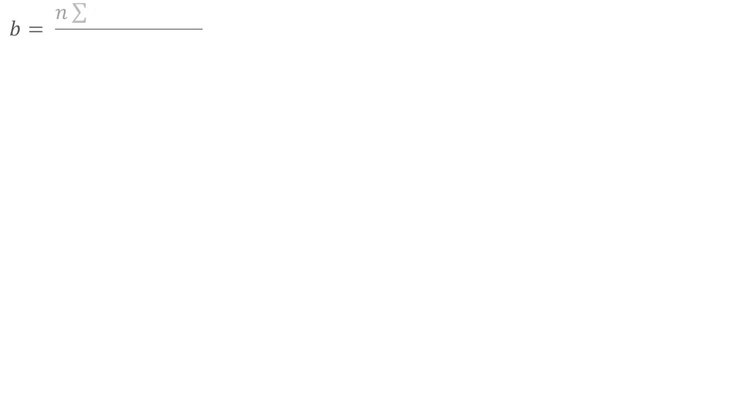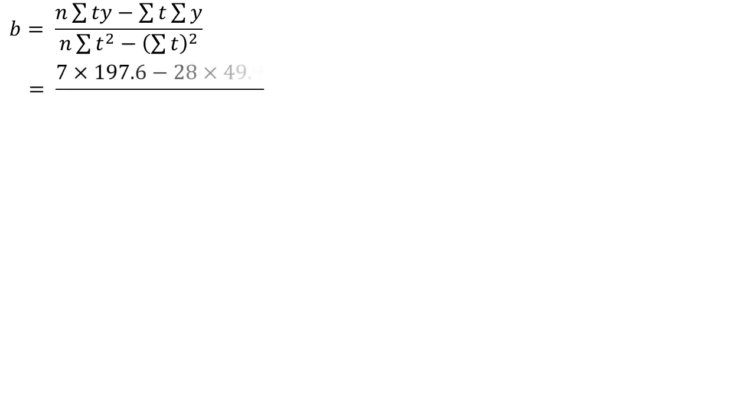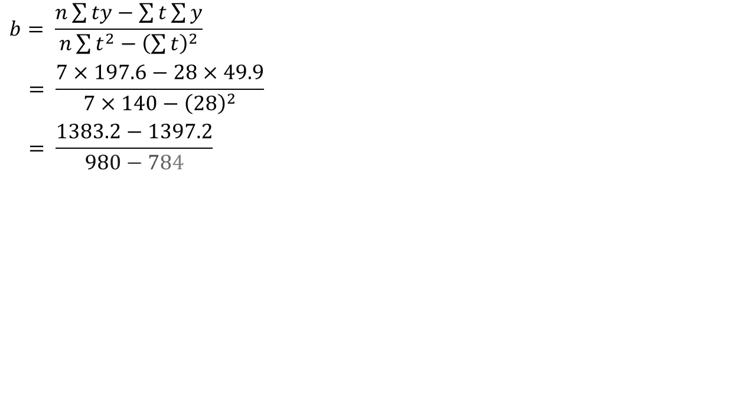We will start with the formula here, which we have already done so many times throughout many chapters: n summation Ty minus summation T summation Y upon n summation T square minus summation T the whole square. We will put the values from the table, the totals of the columns, into this equation one by one according to the symbols and then multiply them. The last one will be a square, of course, 28 square, and then subtract them to get negative 14 upon 196. As you can see here, the value of b is going to be negative 0.07.